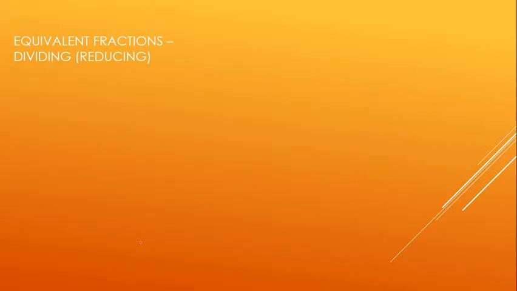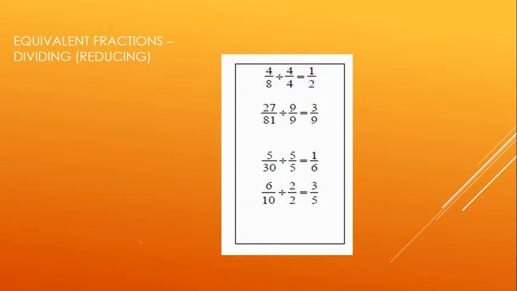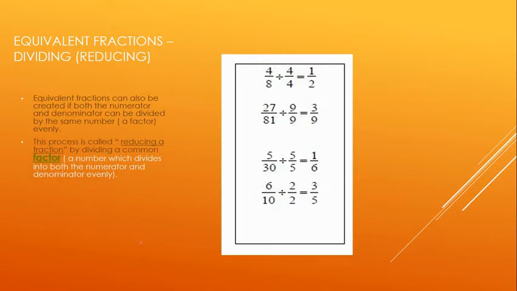Equivalent fractions, dividing, reducing. Okay. Equivalent fractions can also be created if both the numerator and the denominator can be divided evenly by the same number, a factor. This process is called reducing a fraction by dividing by a common factor, a number which divides into both the numerator and denominator evenly.